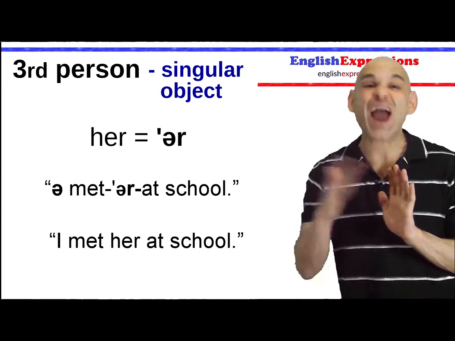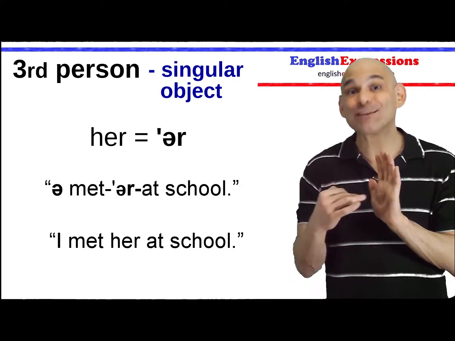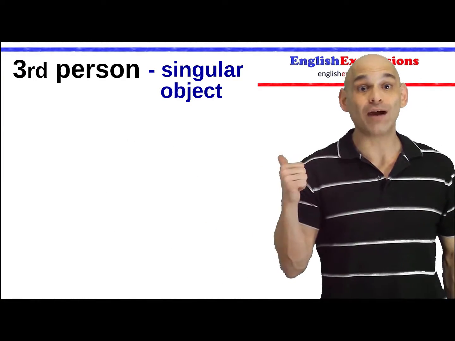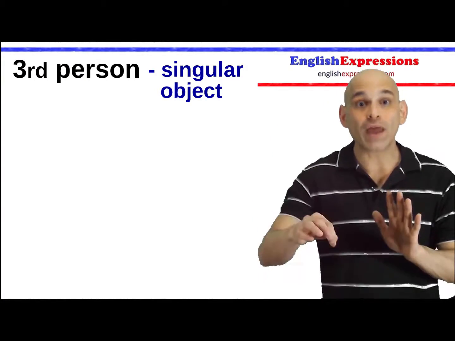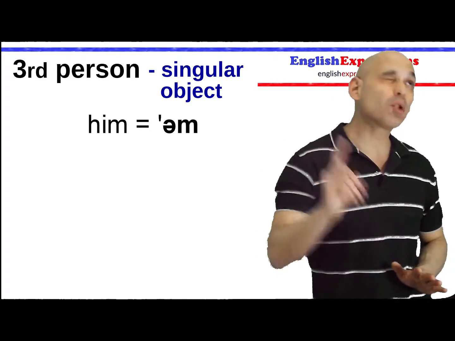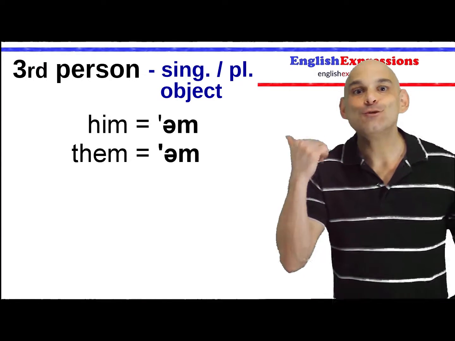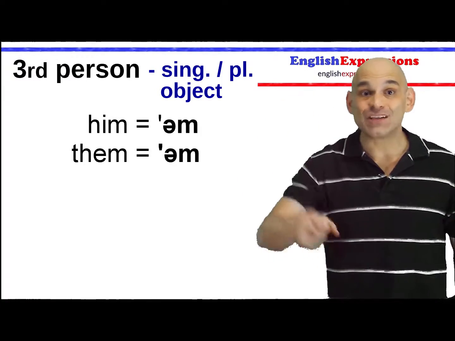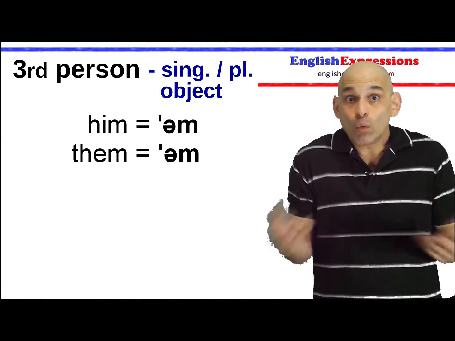And notice how "I met her at" sounds like "rat." The R links onto the "at." I met her at. Sounds like a rat. I met her at school. All right. The last two object pronouns we're going to look at today are the third person object pronoun, singular, him, and the third person plural object pronoun, them. These two, we say them the same. We drop the TH, we drop the H, and we say "um."